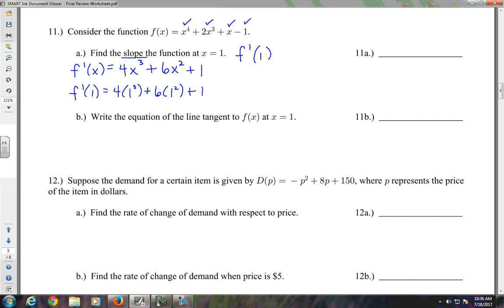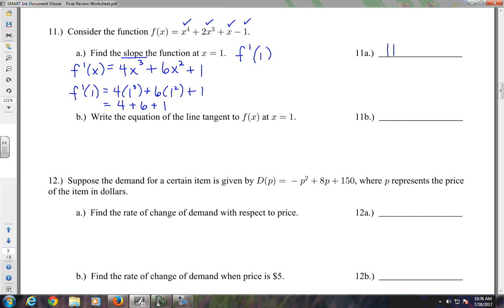Feel free to use your calculator, but on this one, since we're dealing with 1's, I think I can handle this one. 4 times 1 to the third power, remember 1 to any power is 1, so we have 4 times 1 plus 6 times 1 plus 1. It looks like our slope in this case is 11. Part B, write the equation of the line tangent to f of x at x equals 1.